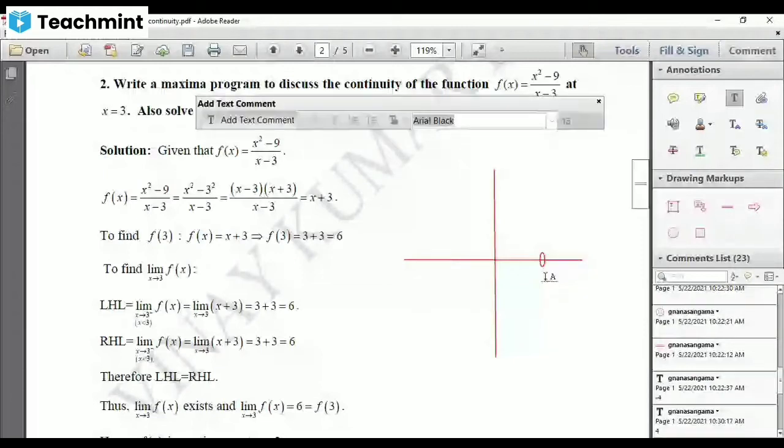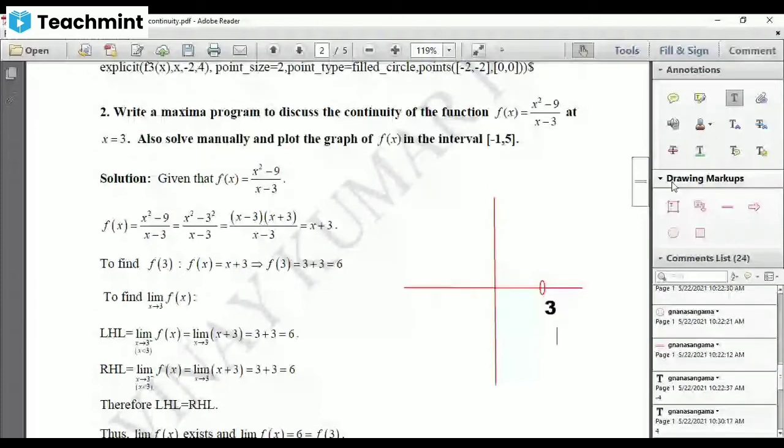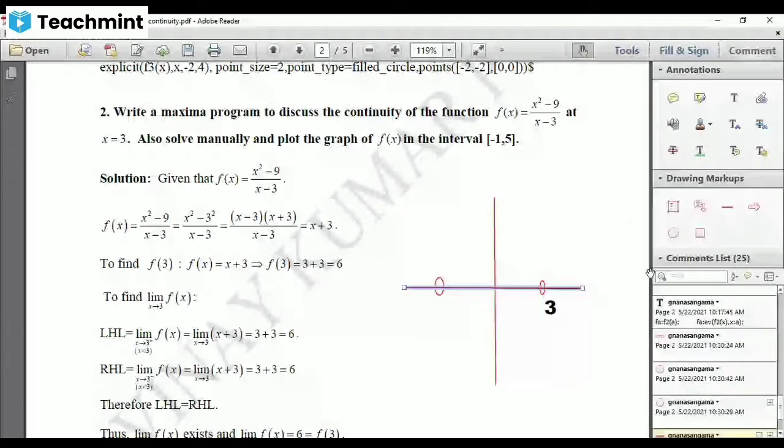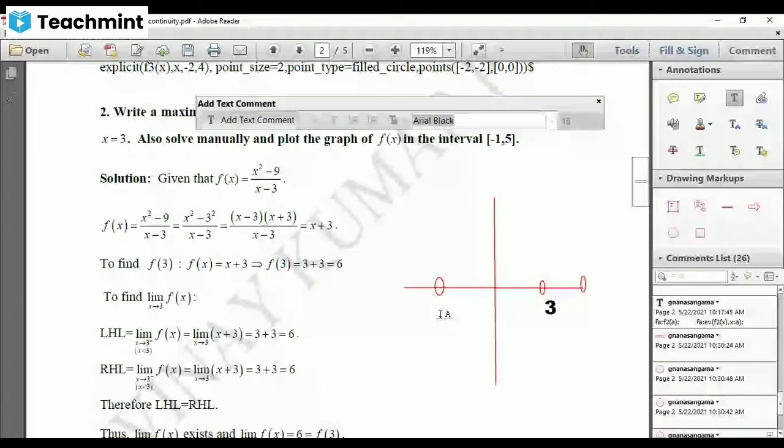And your range is from -1 to 5. So let me draw -1 to 5. Let me take this as 5. So your range is -1 to 5, isn't it?